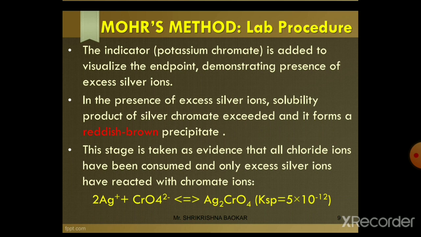2Ag+ plus CrO4 2- gives Ag2CrO4. The solubility product constant, Ksp, of Ag2CrO4 is 5 into 10 raised to minus 12.